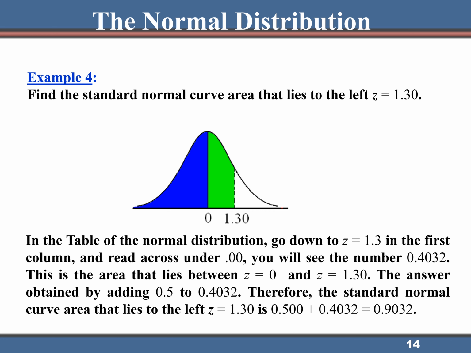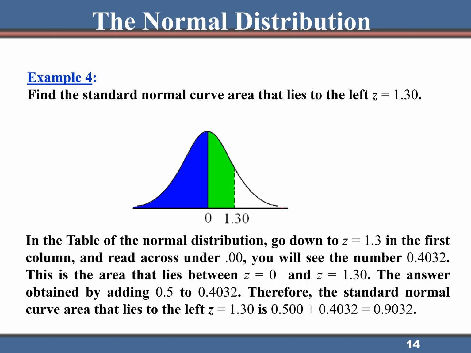To find the area to the left of z equals 1.3, we split this into two parts, the blue part to the left of 0 and the green part between 0 and 1.3. The area of the blue region is 0.5, and from Table 1, the area of the green region is 0.4032. Therefore, the answer is 0.5 plus 0.4032, which is equal to 0.9032.